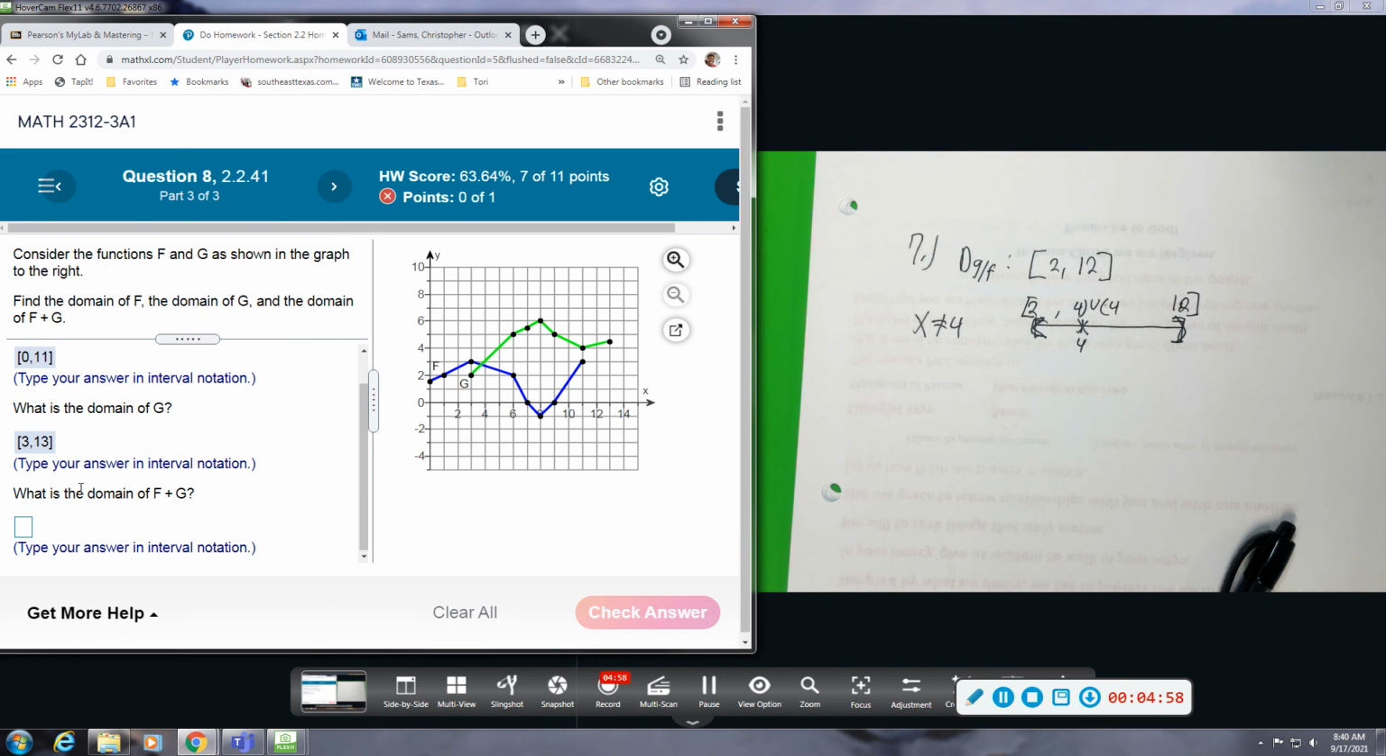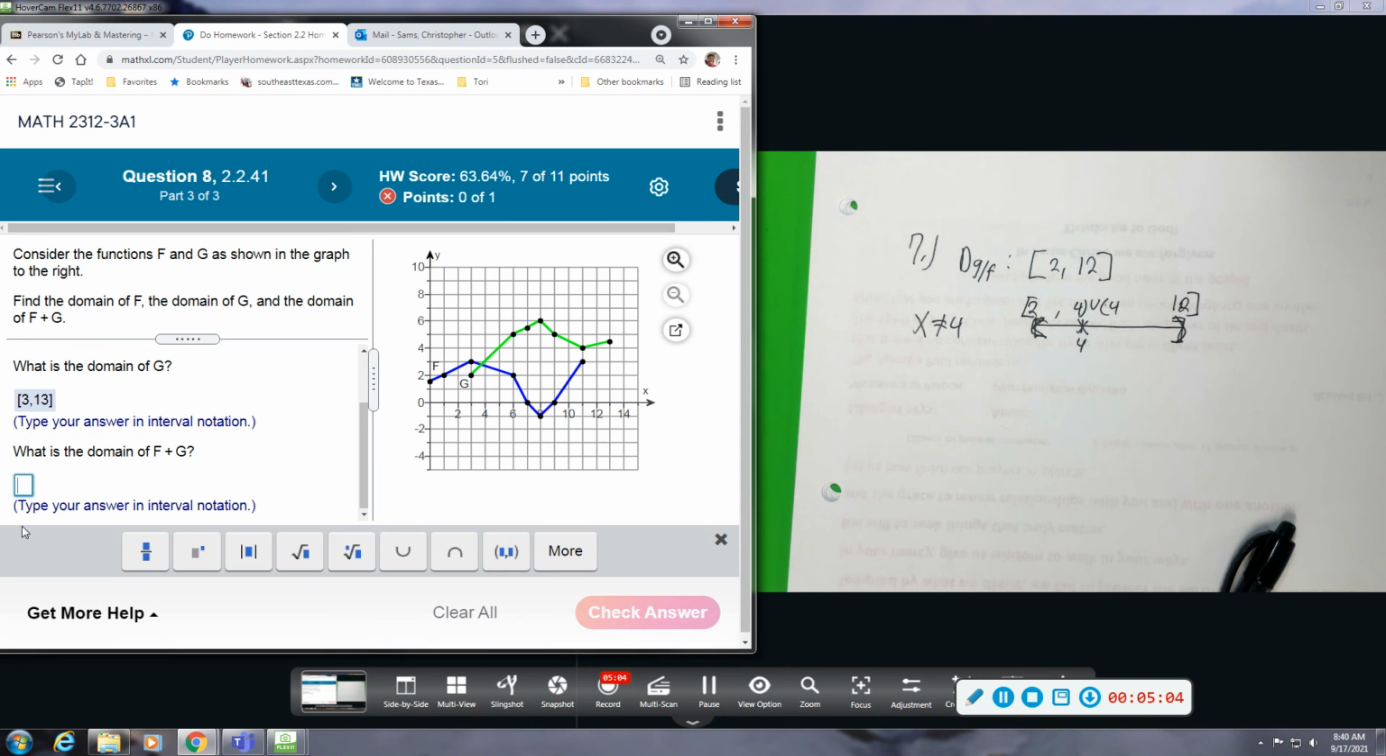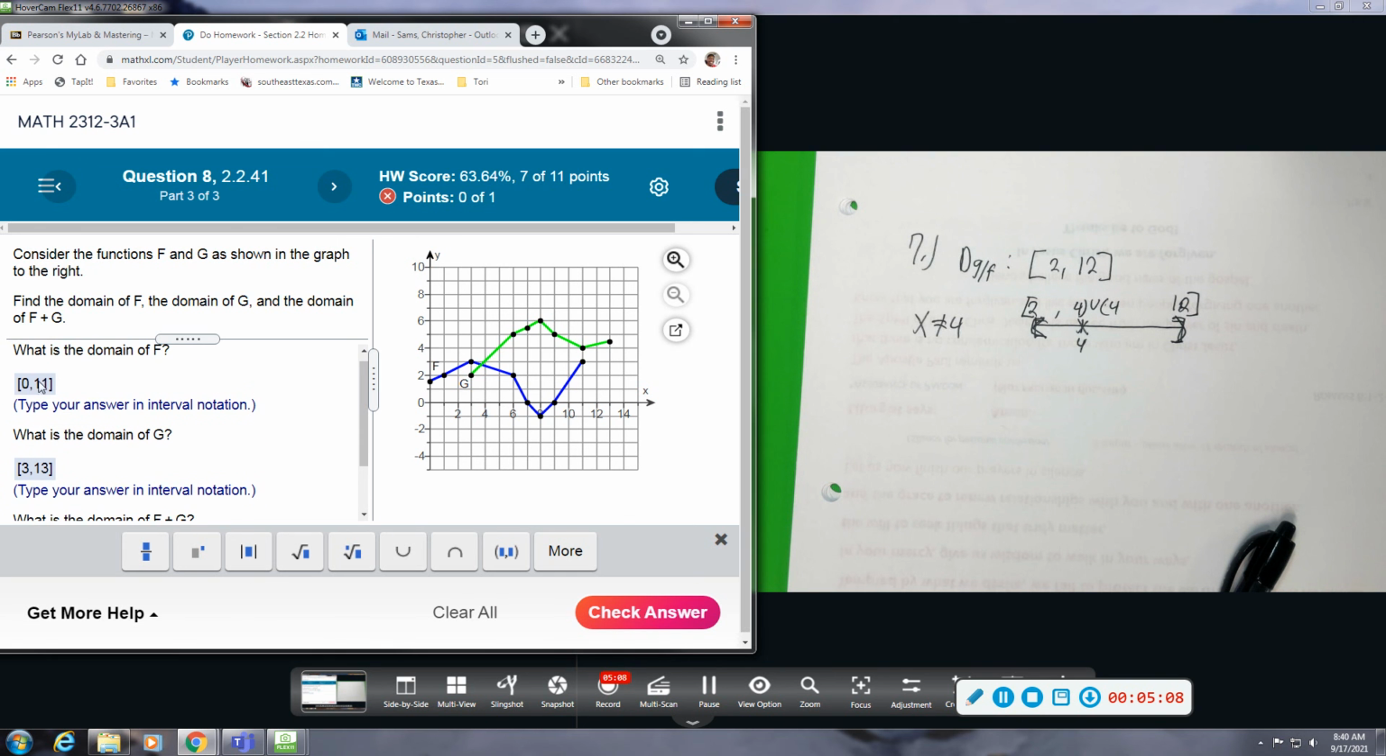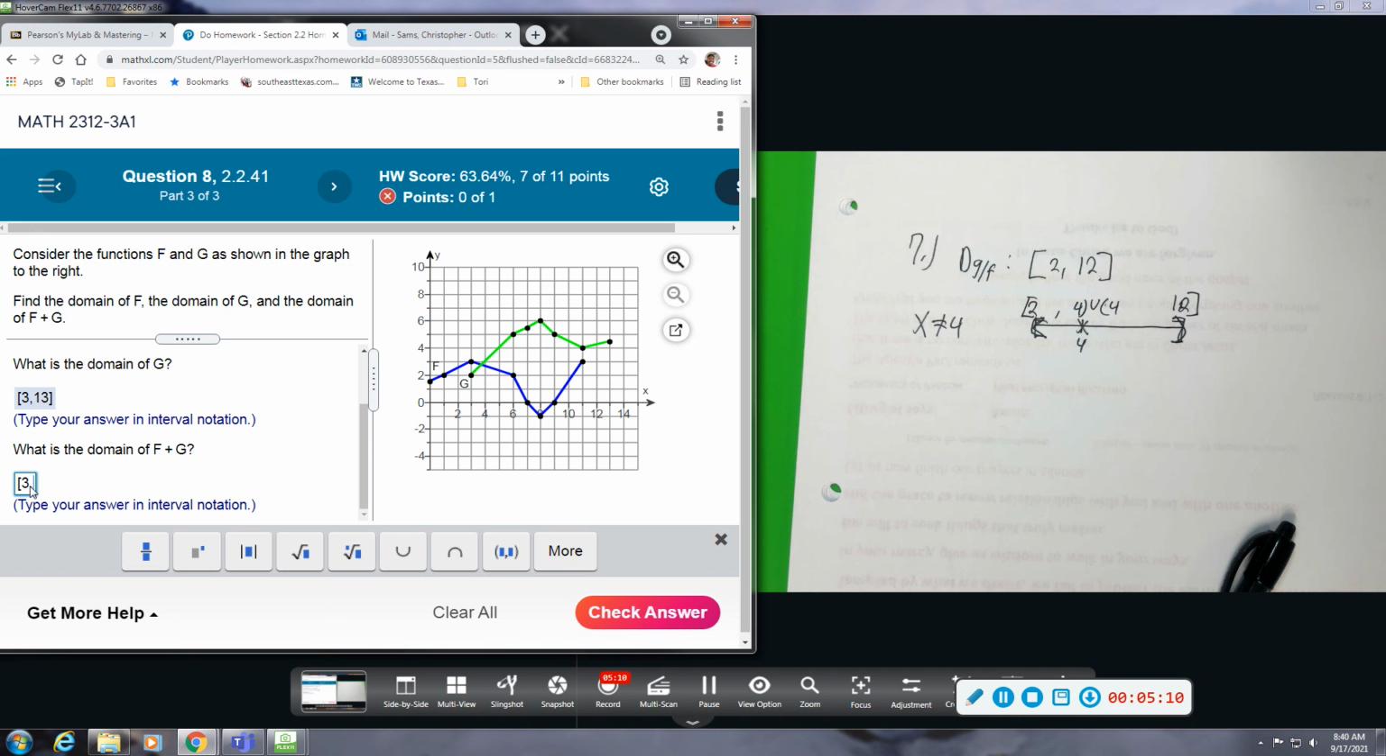And then the domain of f plus g. So the greater of the lower, 3 is the bigger one, so bracket 3, and then the smaller of the upper, which will be 11, which you can also just look at the graph and see where they overlap.